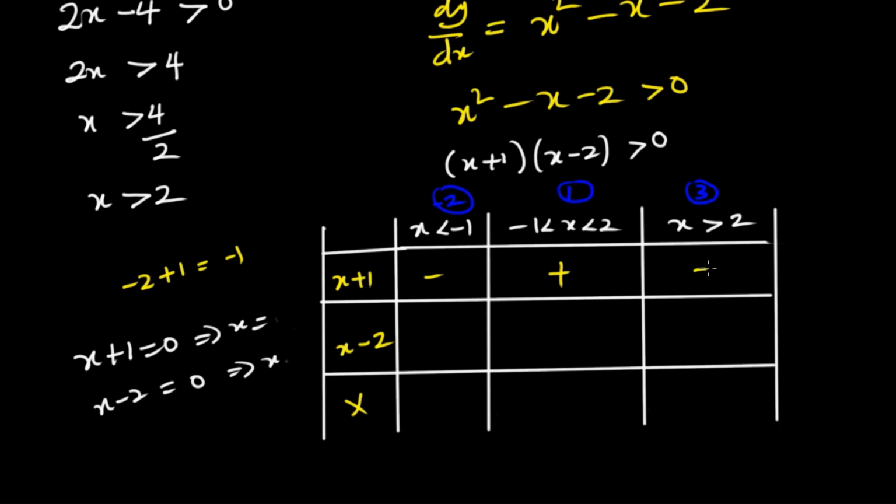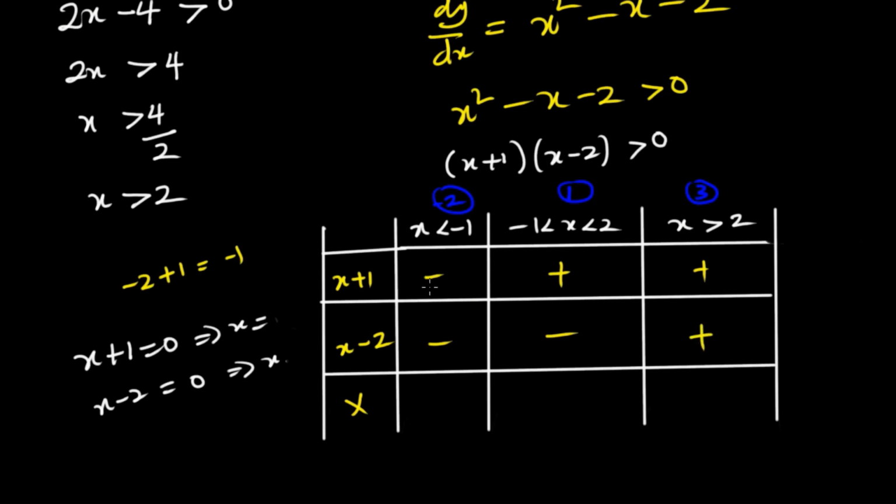The answer is positive. Also for the second expression, I'm going to try to substitute -2 into this expression. -2 minus 2, that is -4. So the answer is negative. Again, if I substitute 1 here, I'm going to have 1 minus 2, the answer is negative. And if I substitute 3 here, I'm going to have 3 minus 2, the answer is positive.